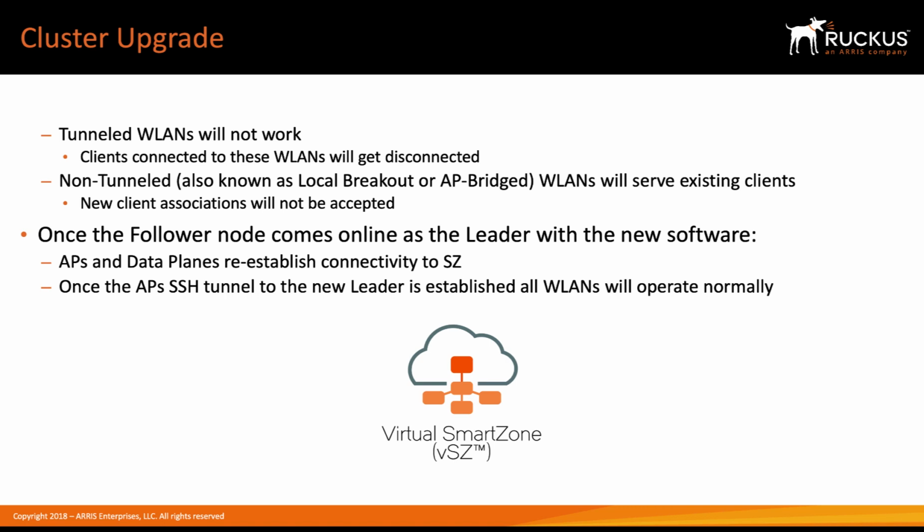Now, once the follower node comes online as the leader with new software, APs and data planes will reestablish connectivity to SmartZone. If you have a data plane that you've not yet approved within SmartZone, it won't automatically come online. You'll still have to go through that approval process. Once the AP's SSH tunnel to the new leader is established, all wireless LANs will begin to operate normally.